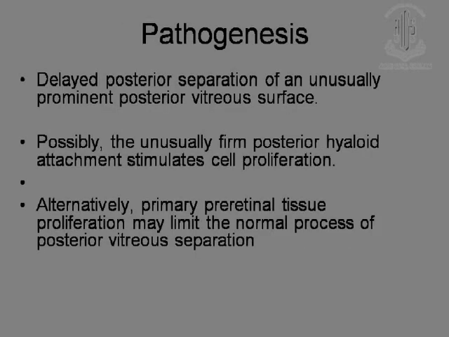Now, how does it occur? The reason why some cases proceed into complete PVD and some cases do not, and occur like a vitreomacular traction, is not known. But these are the delayed posterior separation of an unusually prominent posterior vitreous surface or firm posterior hyaloid attachment, and that stimulates cell proliferation. And sometimes, primary pre-retinal tissue proliferation may limit the normal process of PVD. These are the different theories.